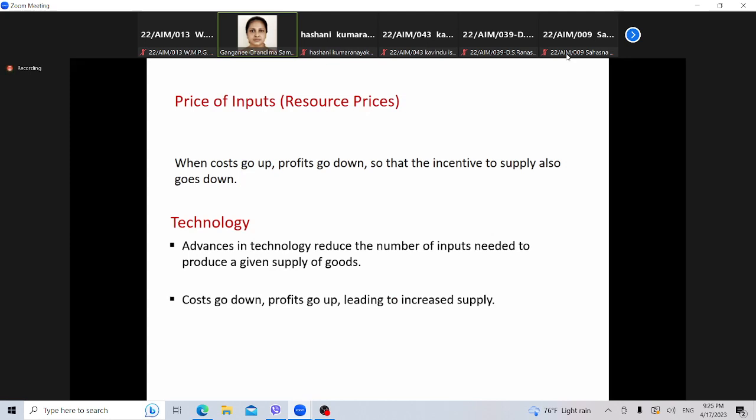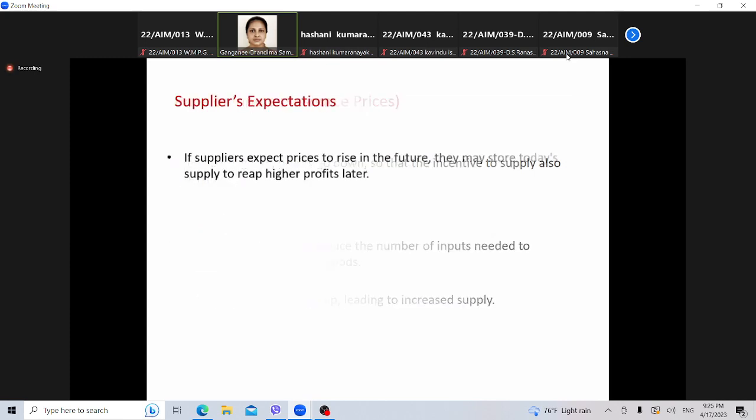So normally when all costs go down, then profits go up, because profit means revenue minus cost. If cost is reducing, a producer can get more profits. Okay. So another factor affecting supply is the supplier's expectation. If suppliers expect prices to rise in the future, they may store today's supply to reap higher profits later. Normally producers do like this.